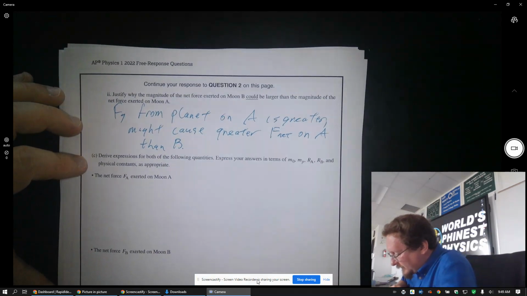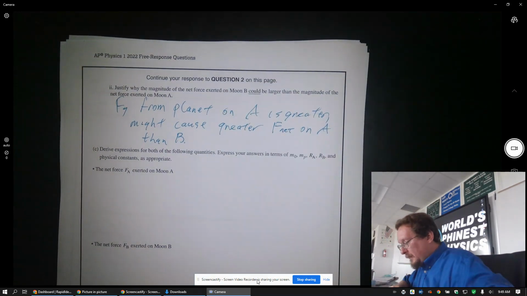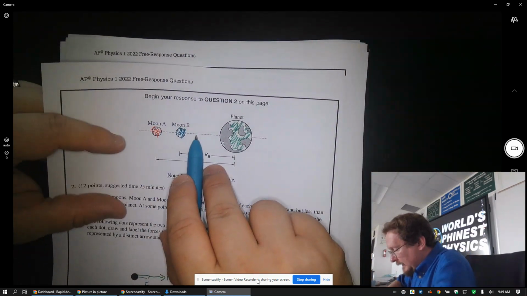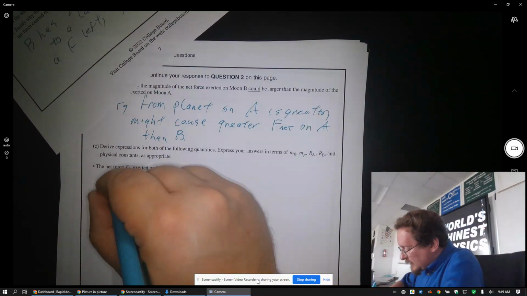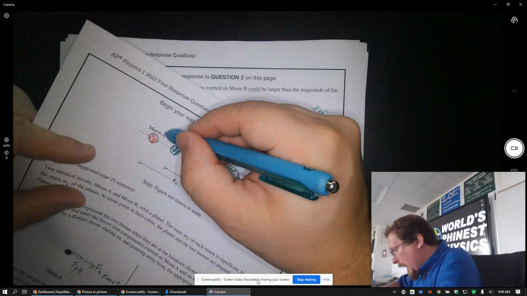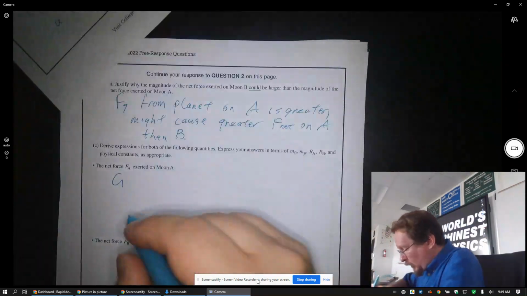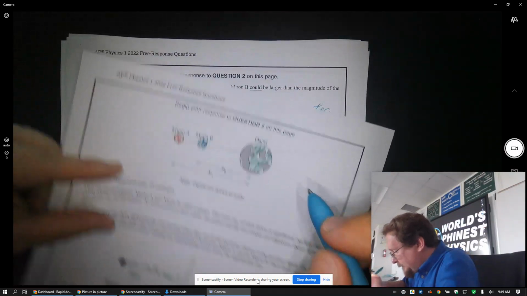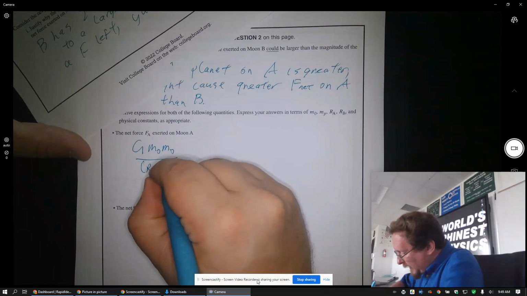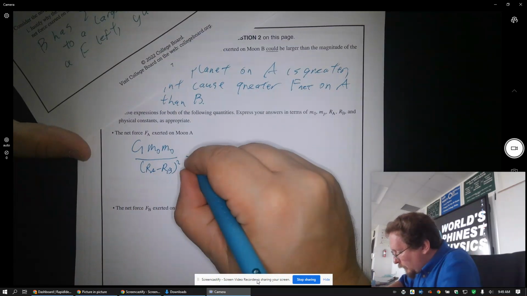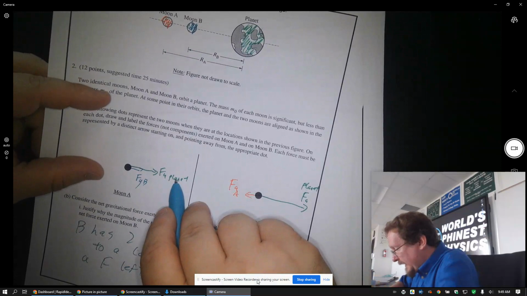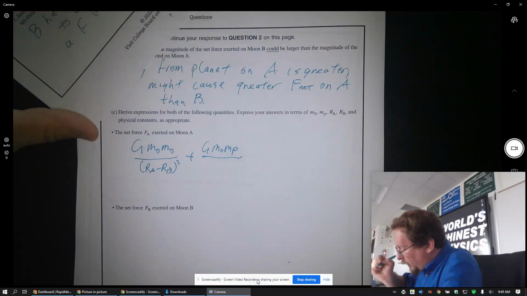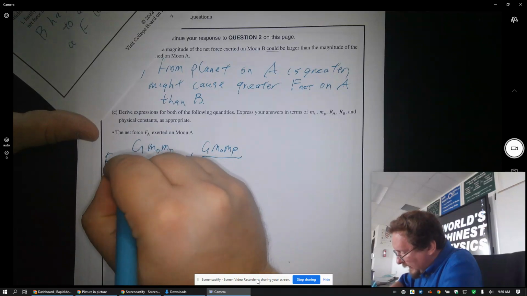Okay, derive expressions for the following quantities. The net force on Moon A, so the net force on Moon A is going to be 2 forces in the same direction. G m0 and m0. Okay, so that's m0 times m0 over the distance from A to B, which is going to be RA minus RB all squared. We're going to add to that the force from the planet, G m0 mp over, let's call this F net on A, equals, okay.